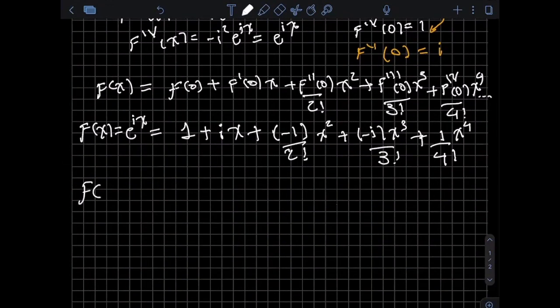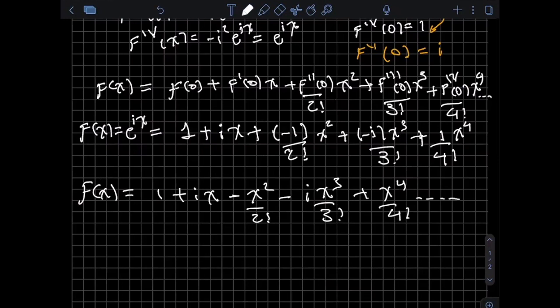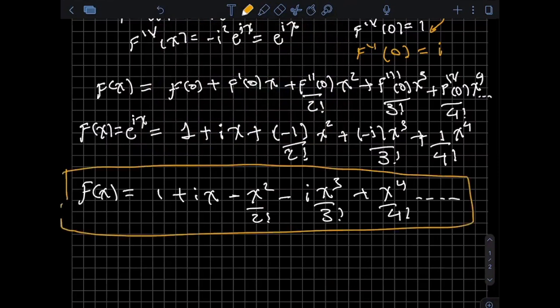Finally, f of x will then be simplified to 1 plus ix minus x squared over 2 factorial minus i x cubed over 3 factorial plus x to the power of 4 over 4 factorial, and so on. So this is for f of x equal to e to the power of ix.